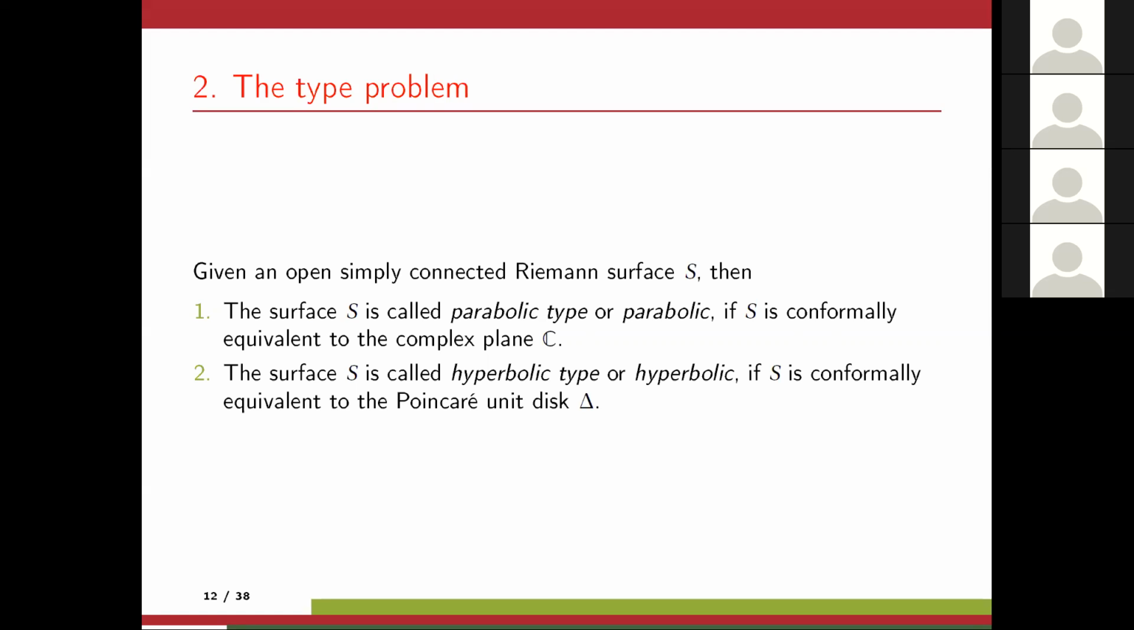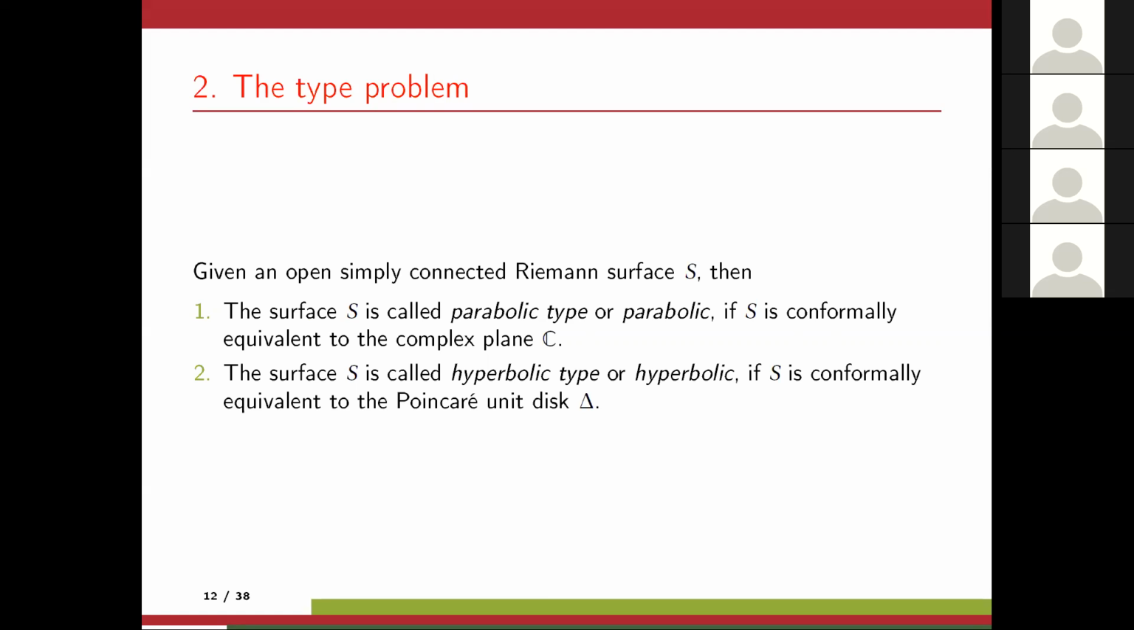In 1930, the question of the existence of a Green's function on open Riemann surfaces was investigated by several mathematicians like Ahlfors, Nevanlinna, Sario, among others.